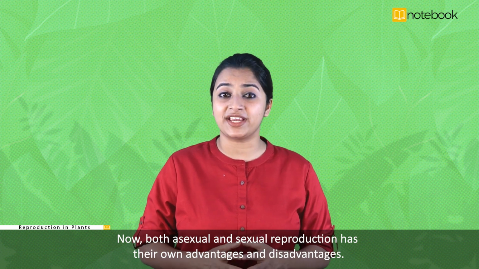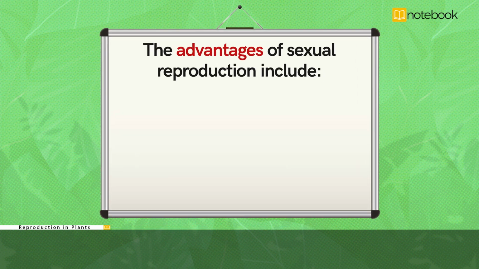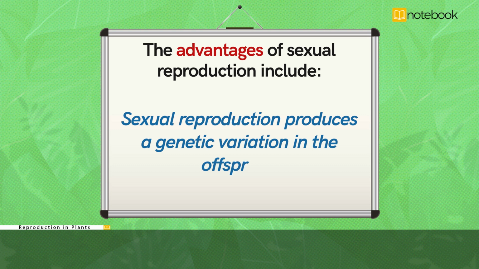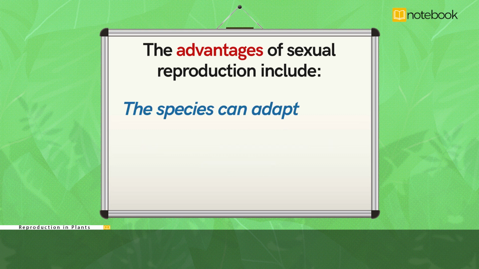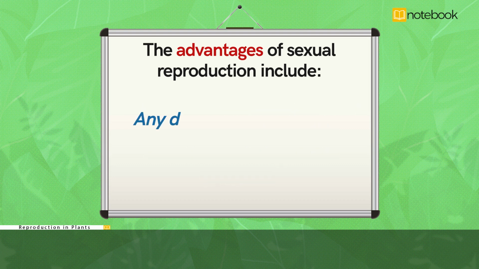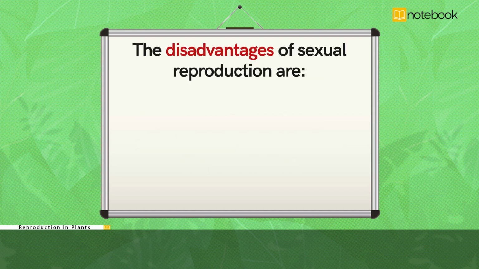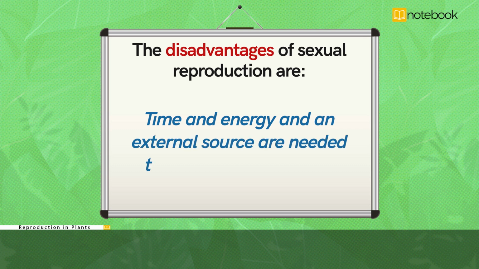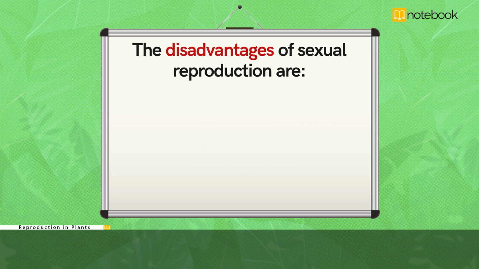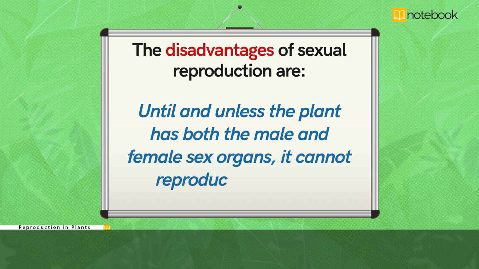Now, both asexual and sexual reproduction have their own advantages and disadvantages. The advantages of sexual reproduction include: sexual reproduction produces a genetic variation in the offspring. The species can adapt to new environments due to this variation. Any disease is less likely to affect all the individuals in the population. The disadvantages of sexual reproduction are: time and energy and an external source are needed to find the opposite sex. Until and unless the plant has both the male and female sex organs, it cannot reproduce if isolated.